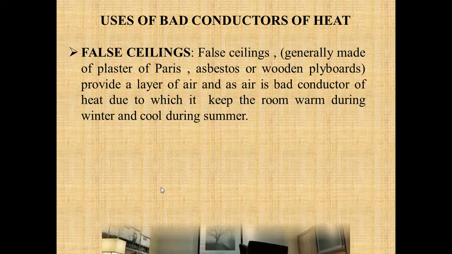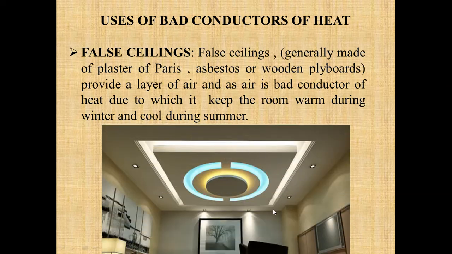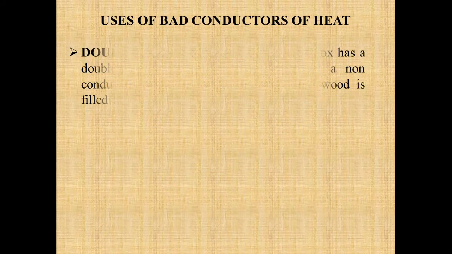Then false ceilings. Nowadays, false ceilings made of plaster of Paris, asbestos or wooden plyboards are built inside homes. Why? Because in these there is a small gap in which a layer of air can be trapped. And since we know that air is a bad conductor of heat, during the summer it keeps the room cool, and during the winters it keeps the room warm. This is the use of the false ceiling.